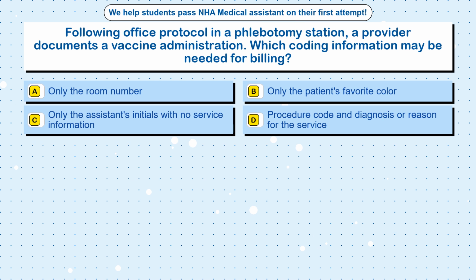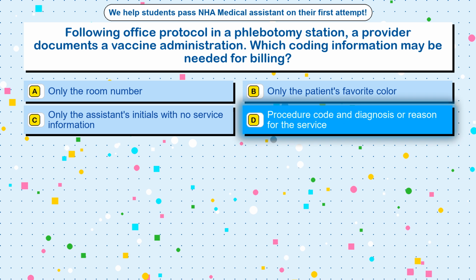Question 23. Following office protocol in a phlebotomy station, a provider documents a vaccine administration. Which coding information may be needed for billing? Option A. Only the room number. Option B. Only the patient's favorite color. Option C. Only the assistant's initials with no service information. Option D. Procedure code and diagnosis or reason for the service. The correct answer is option D.